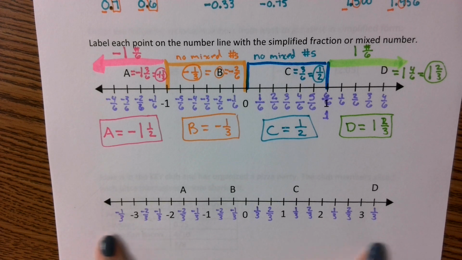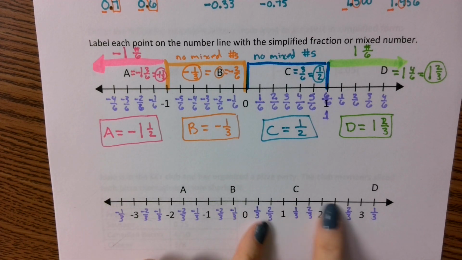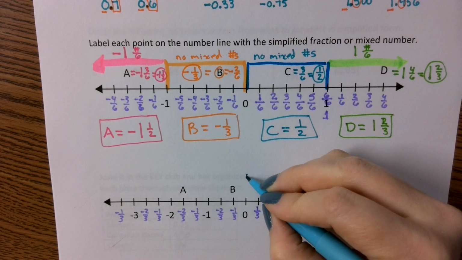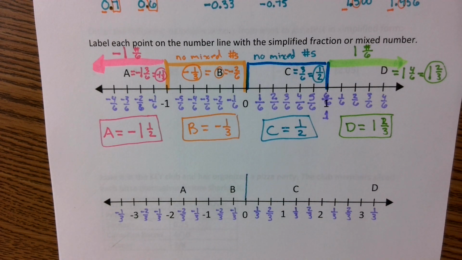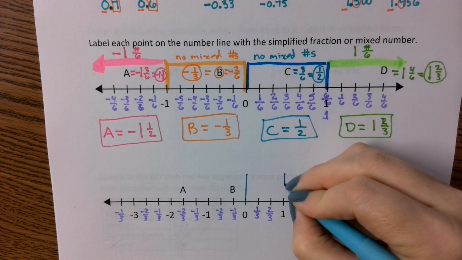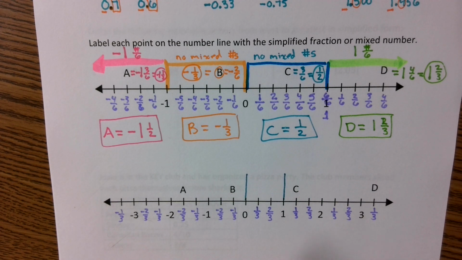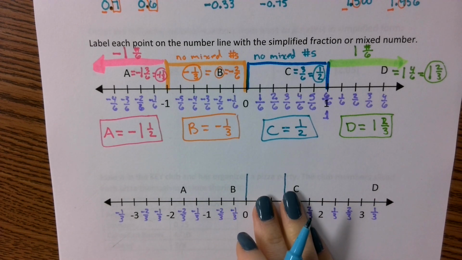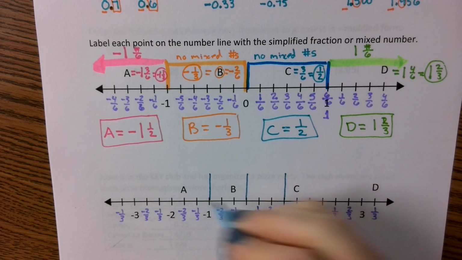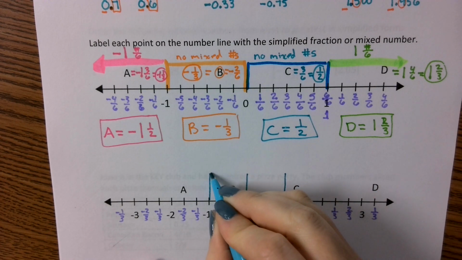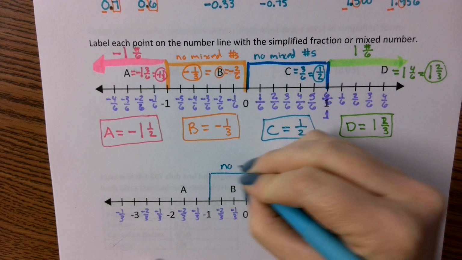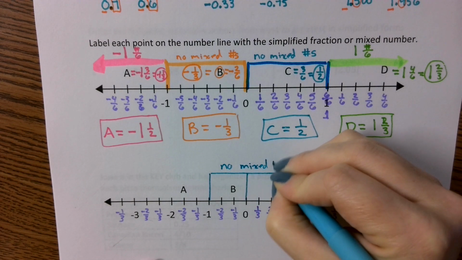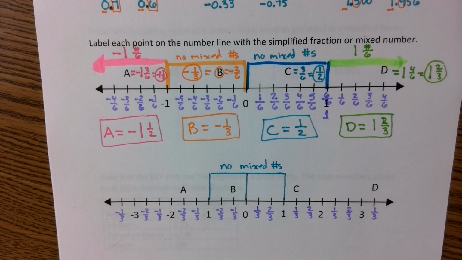Okay, so taking a look here, we now can go and take a look at what each of these components are going to be. Okay, so again, from 0 all the way to the 1, this is going to be no mixed number whatsoever. And in fact, from -1 to 0, none of these are going to be mixed numbers whatsoever. These are no mixed numbers. Okay? Some of them are positive, some of them are negative, but there's no mixed numbers whatsoever going on in this range, from -1 to 1.